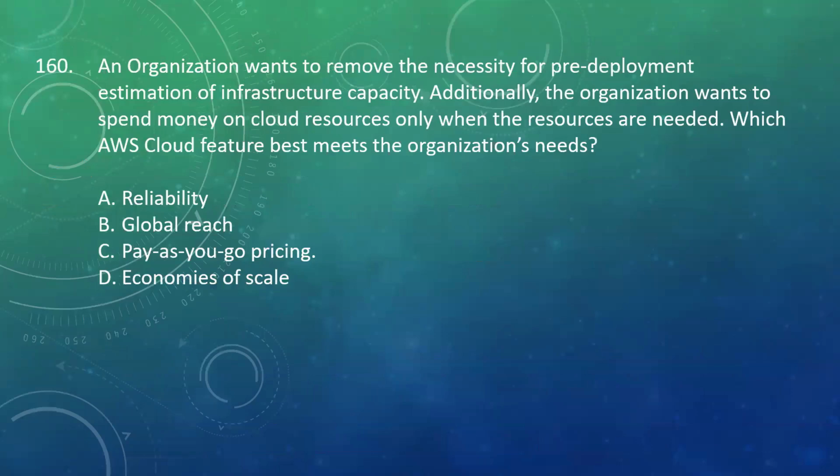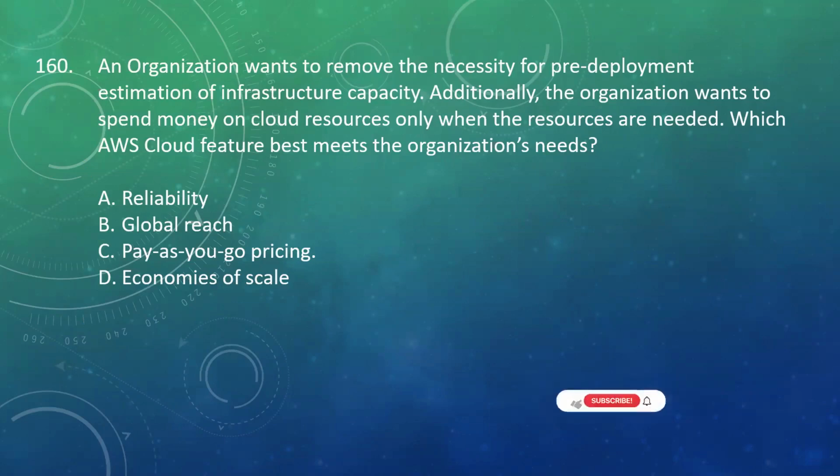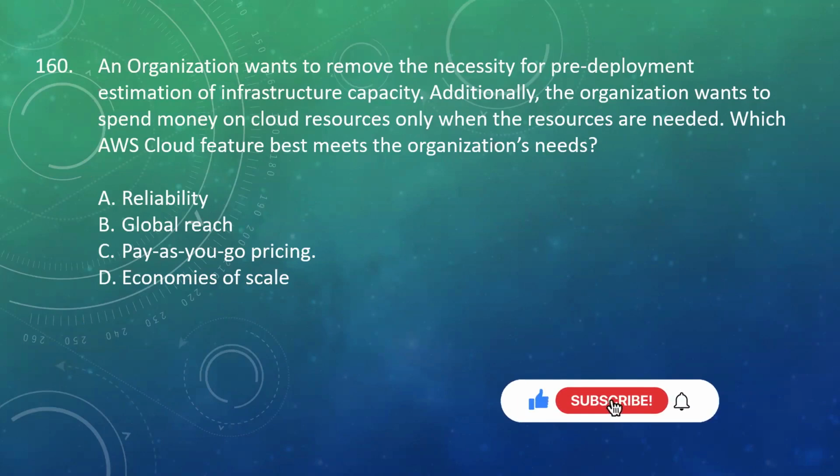Next question. An organization wants to remove the necessity for pre-deployment estimation of infrastructure capacity. Additionally, the organization wants to spend money on cloud resources only when the resources are needed. Which AWS cloud feature best meets the organization's needs? Your options are reliability, global reach, pay-as-you-go pricing, economies of scale. Now, the cloud feature that best meets the organization's need of removing the necessity for pre-deployment estimation of infrastructure capacity and spending money on cloud resources only when needed is pay-as-you-go pricing.